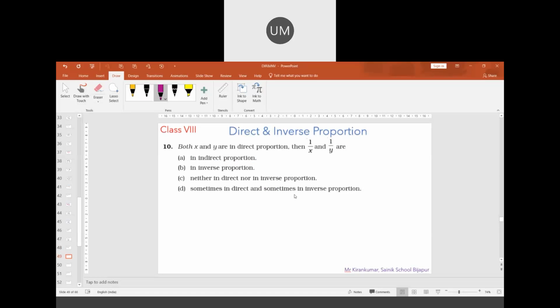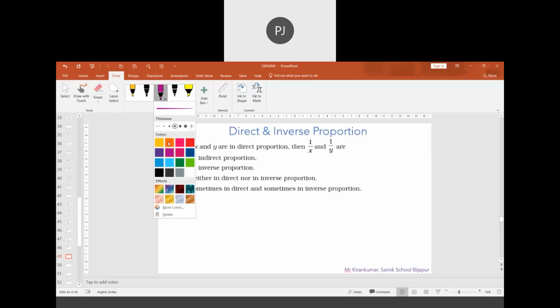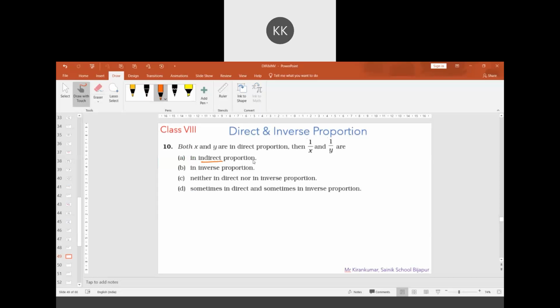Question number 10. If both x and y are in direct proportion, then 1 by x and 1 by y are... Inverse proportion. In the earlier class I mentioned that the word indirect proportion is not there. Neither direct nor inverse, sometimes direct, sometimes inverse, we don't say that. It's inverse proportion.